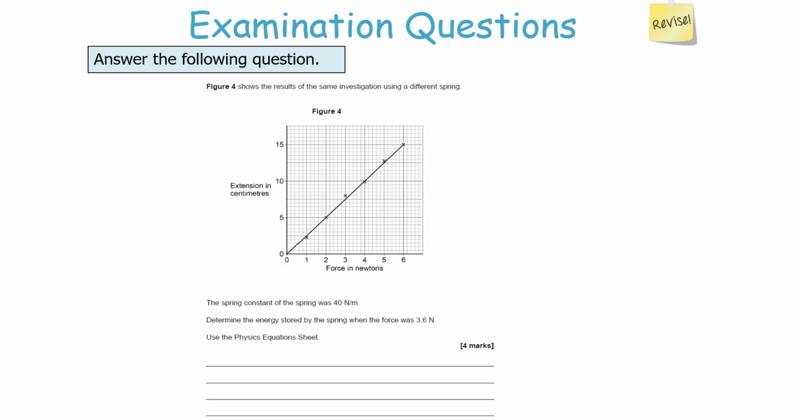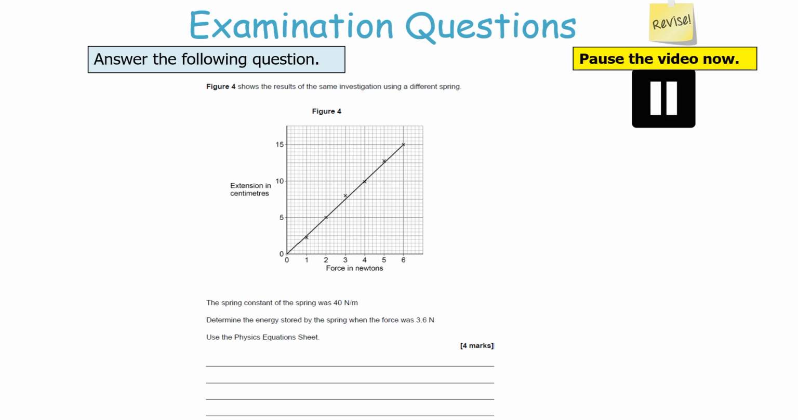The next question says, figure 4 shows the results of the same investigation using a different spring. The spring constant of the spring was 40 newtons per meter. Determine the energy stored by the spring when the force is 3.6 newtons. Okay, so pause the video now, then unpause the video when you want to go through your answer.